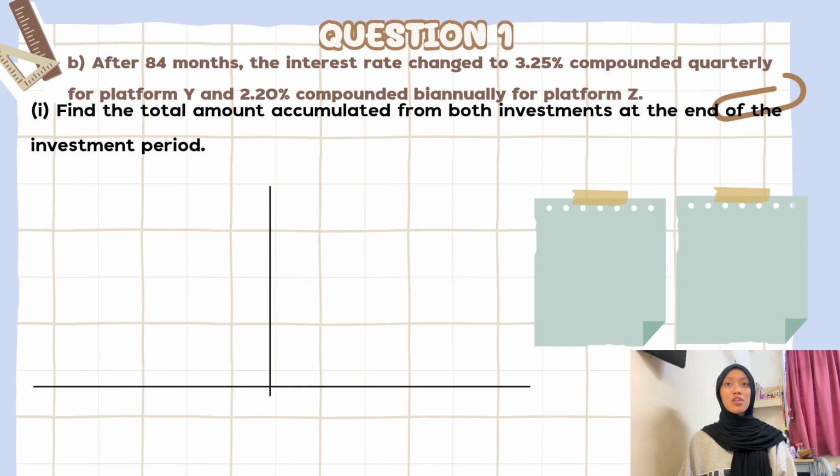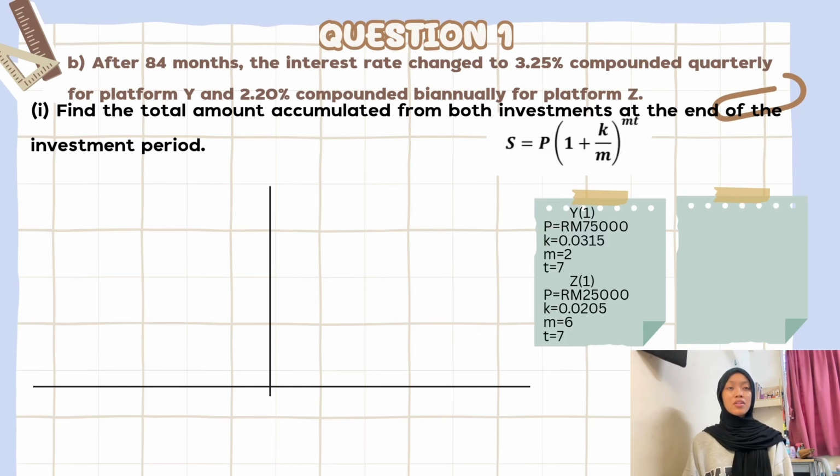We will use the compound interest formula. From the information, we need to list P equal to RM 75,000, K equal to 0.0315, M equal to 2, T equal to 7. For platform Z, P equal to RM 25,000, K equal to 0.0205, M equal to 6, T equal to 7. This information you can get from the statement. This is the list that you will use for the compound interest.